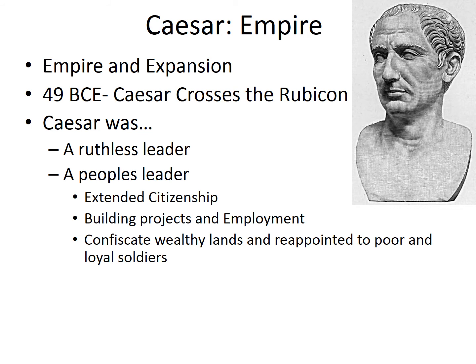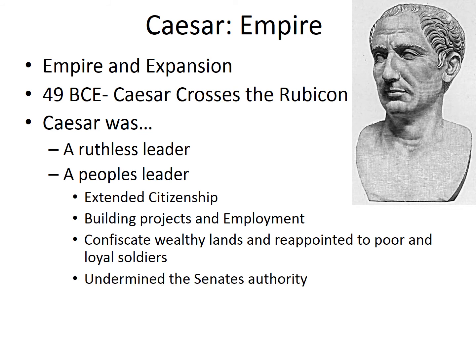He extended citizenship to people in frontier areas of Rome. He created huge building projects and employment programs for people. He confiscated wealthy lands and reappointed land to poor and loyal soldiers. These were all very, very important and desirable things for people that supported Caesar, for the popular sentiment in Rome, of at least Roman commoners.